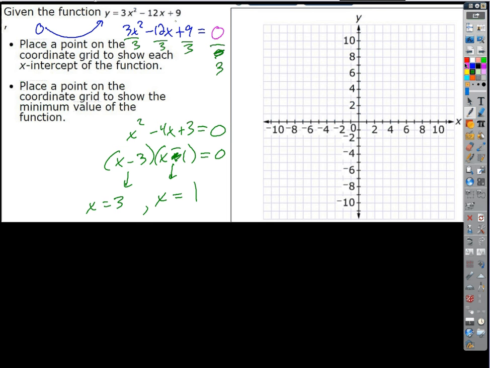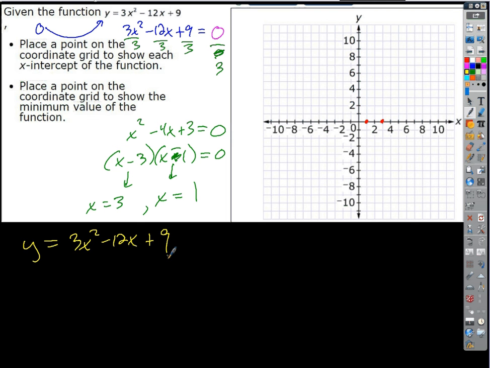First thing they want me to do is plot those. So 1 and 3, okay? Now the second thing they want, it says place a point on the coordinate grid to show the minimum value of the function. Okay? So what about that? How am I going to do that? If I go back to my original, here's my function that I'm trying to graph. We solved for the x-intercepts, but now they want us to find that's the vertex, isn't it? Right? So we've got the function y equals 3x squared minus 12x plus 9.